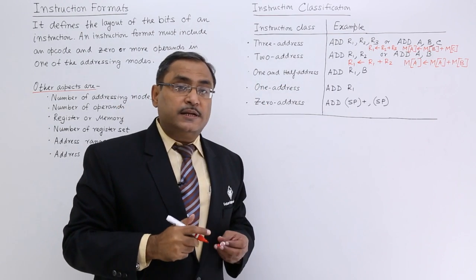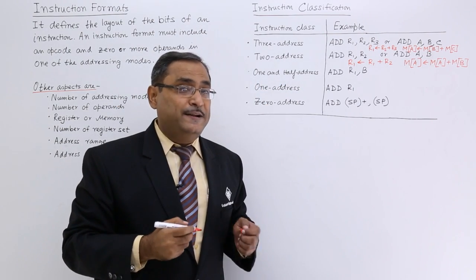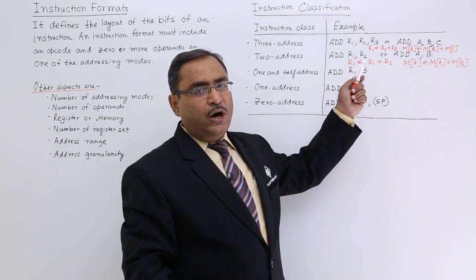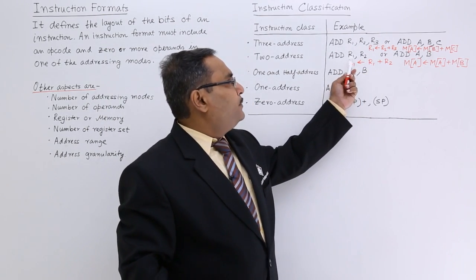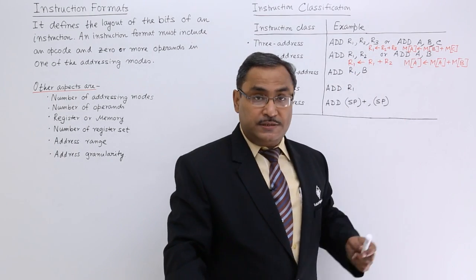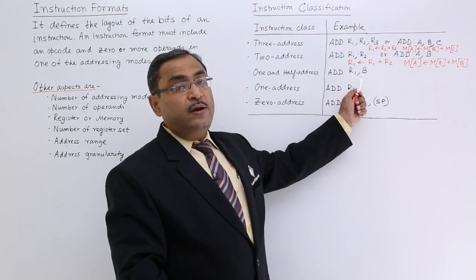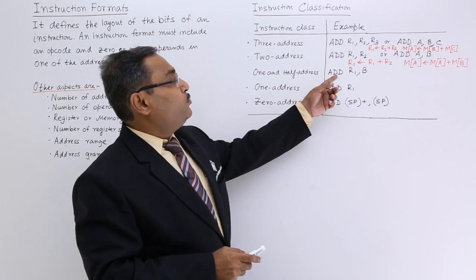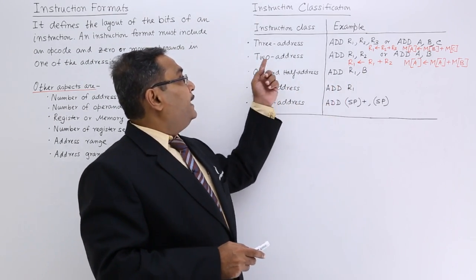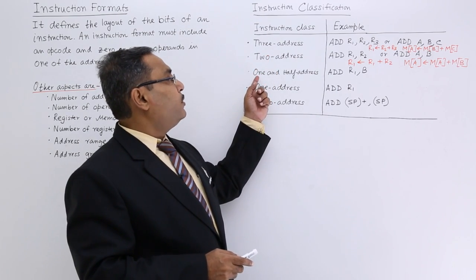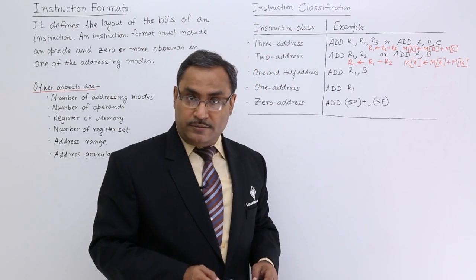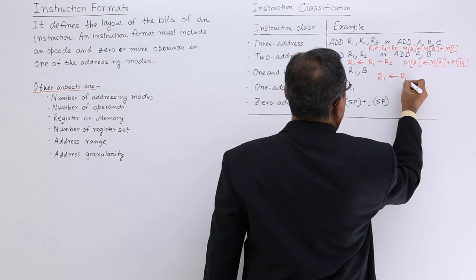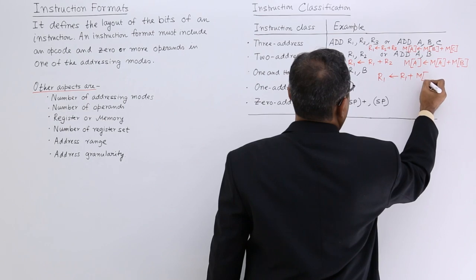One and a half address instruction, that is very interesting. 1.5 address instruction. Here you see, in the earlier formats we had homogeneous operand referencing, either both registers or both variables. But here we have one register and one variable. So it is a special kind of addressing mode, one register and one variable, and in the instruction classification it is known as the 1.5 address instruction. So it can be represented in this way: R1 is equal to R1 plus the memory content of the variable B.